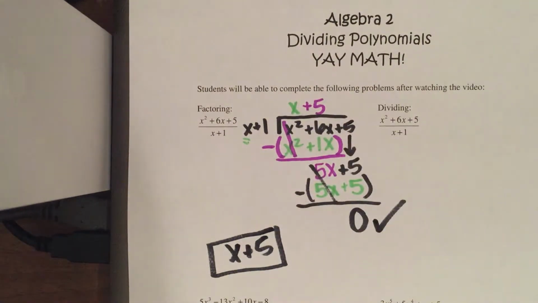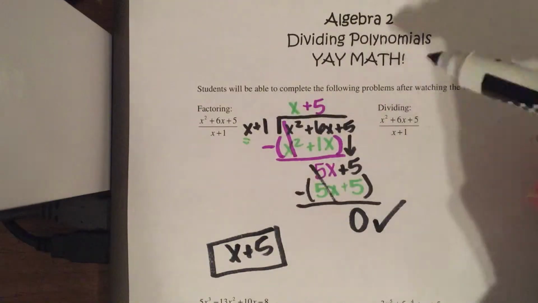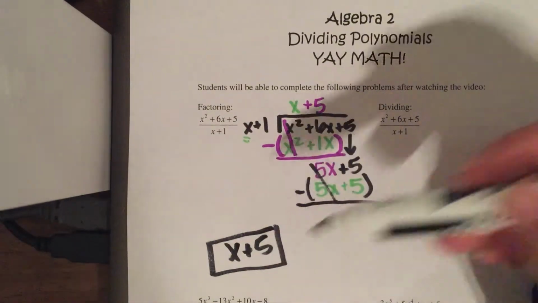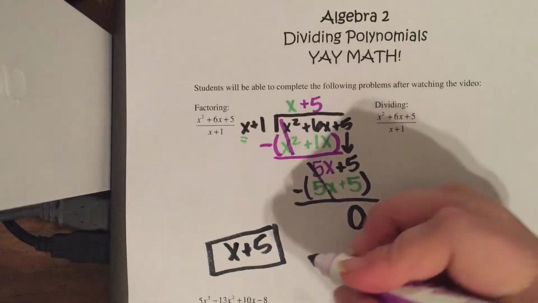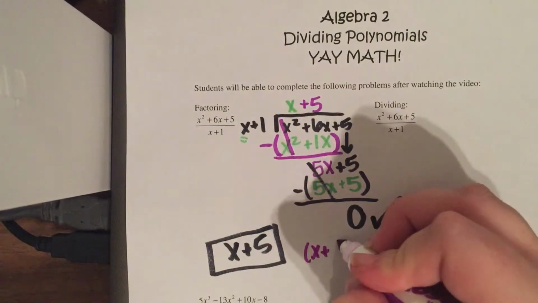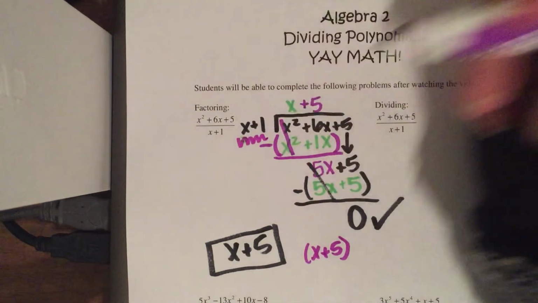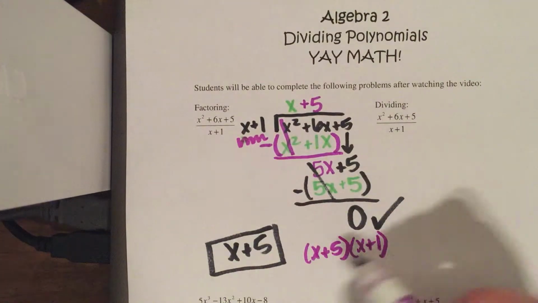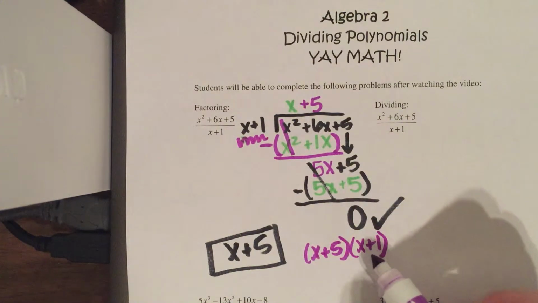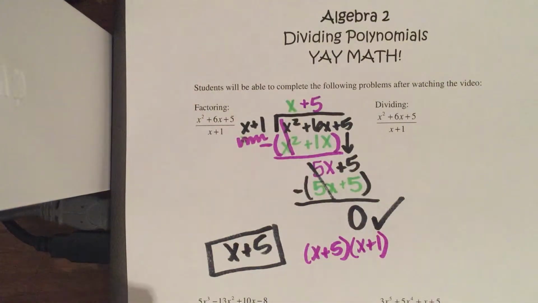Now, there's always a way that you can check your work to make sure that you got the right answer. That way of checking it would be to take that x plus 5 that you got, and you're actually going to multiply that x plus 5 times the number that we had up here, this x plus 1. And if you FOIL that out, or if you do the box method and you end up getting this same exact answer, then you know you got it right. Okay?